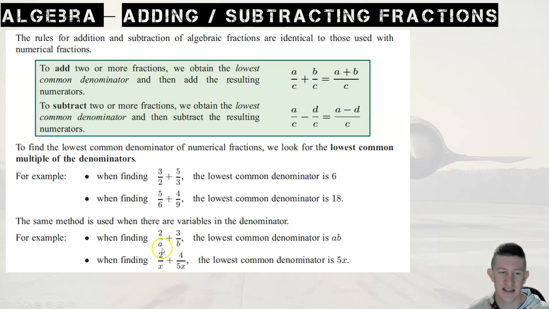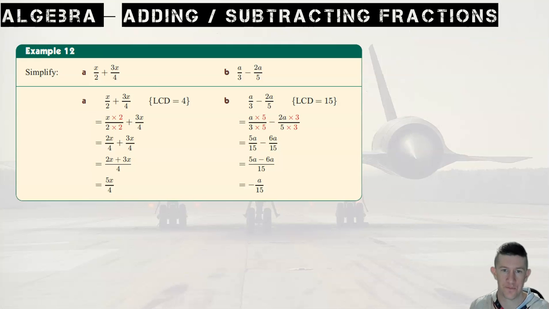So in this case, to get ab on the bottom, I need to times a by b. So I'll have 2b on ab. This side needs to be times by a, so I'll have 3a on ab. And that's my process. Here, I've got 2 on x plus 4 on 5x. The lowest common denominator is 5x. So I just need to multiply this side by 5 and don't touch this side. And then from that point, I can add the tops.